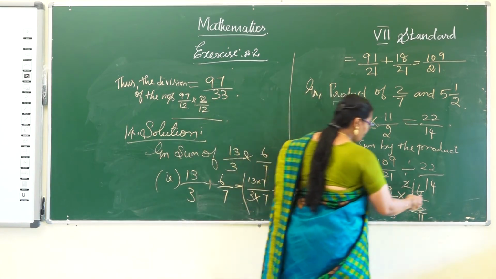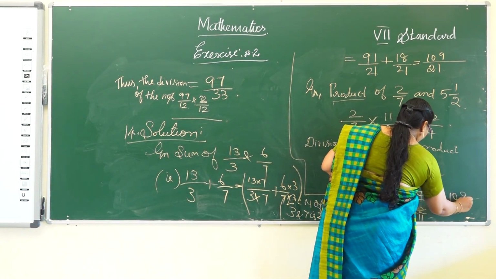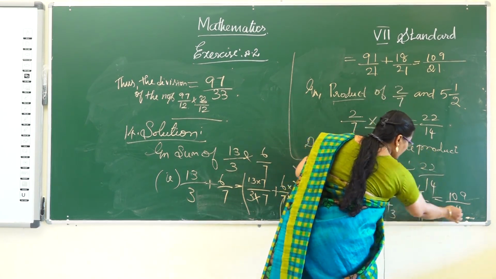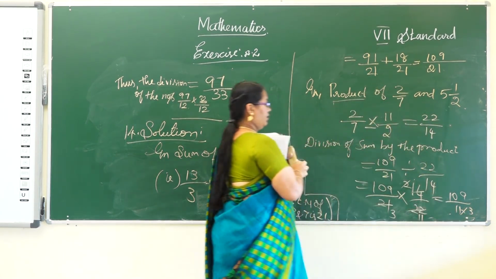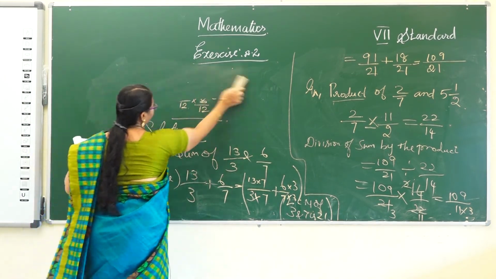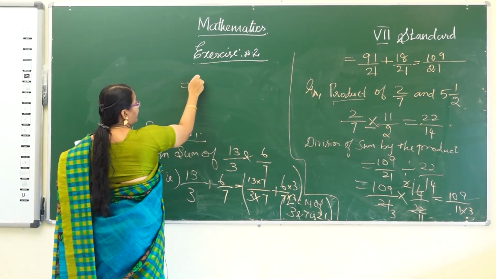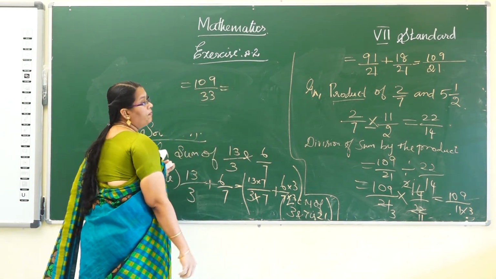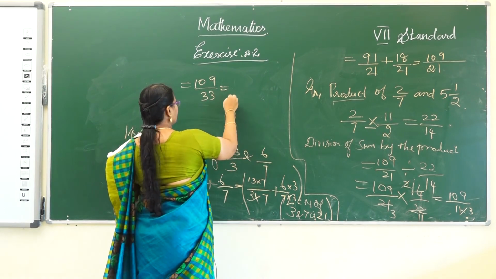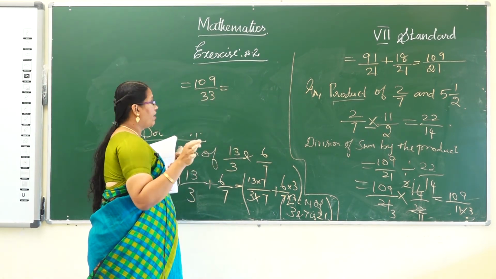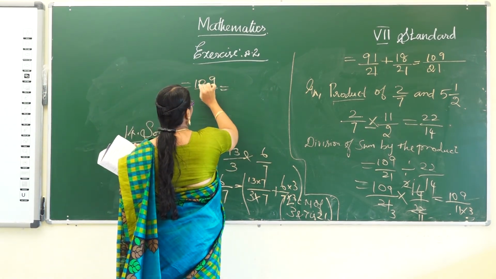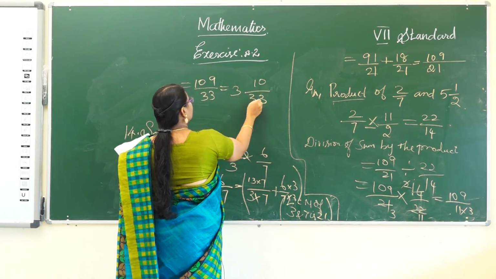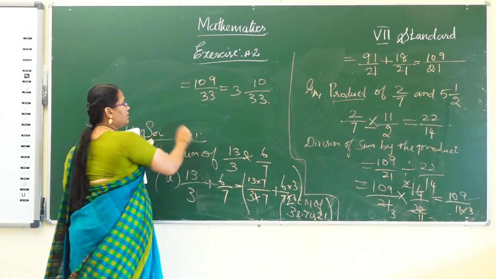Now we can write 109 by 11. Here 3 is also there. Multiply 11 into 3. So 109 by 33. It can also be written as a mixed fraction. So what is the mixed fraction? 33 3s are 99. Everyone knows, is it? Adding 10, we get 109. Okay. So 3 10 by 33. That's it.